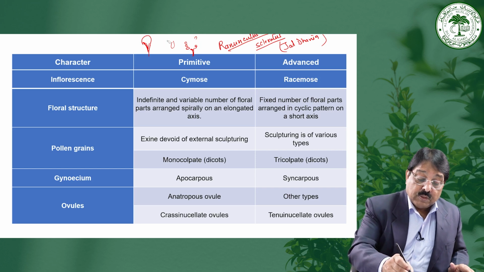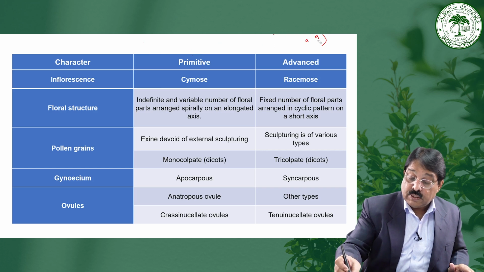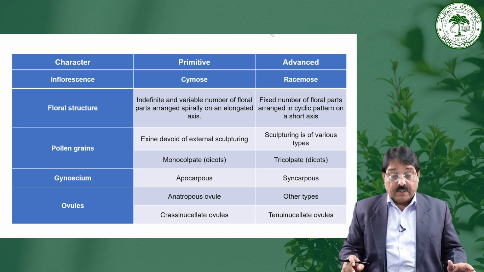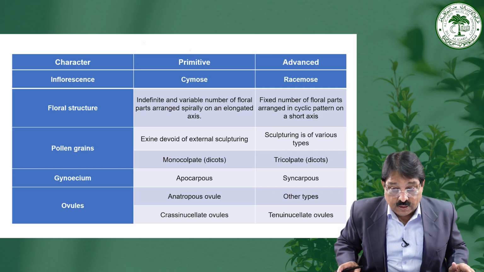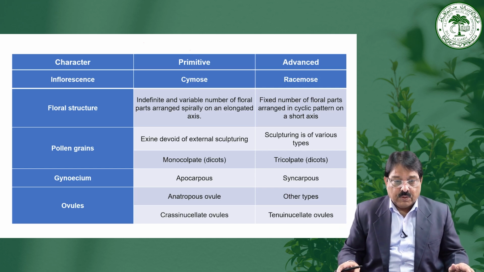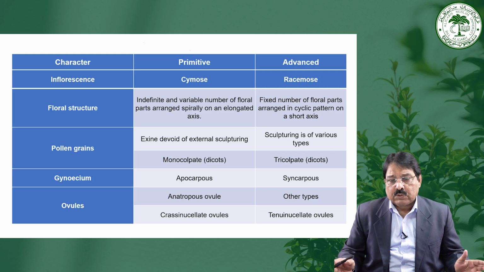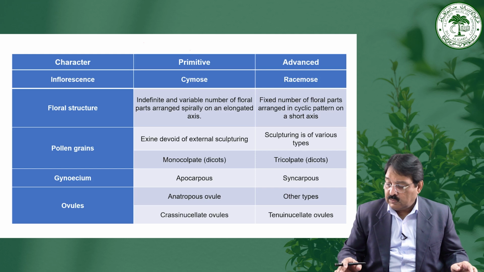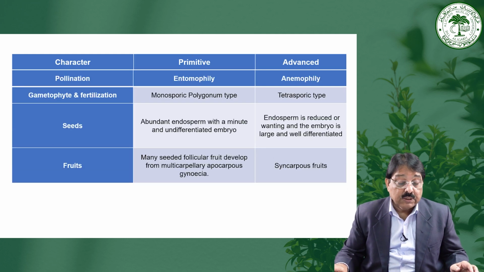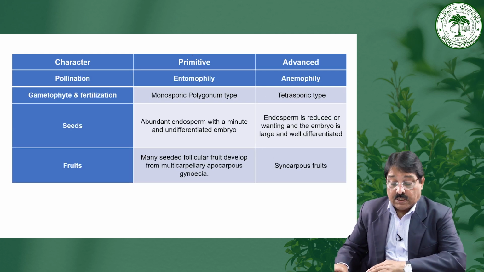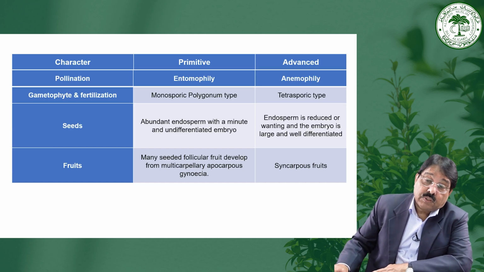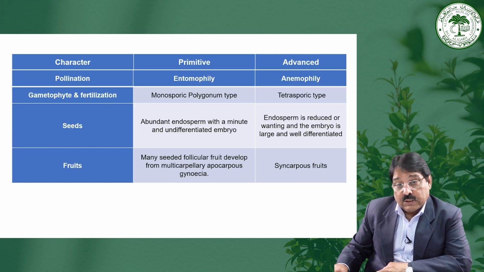Such a condition is called the apocarpous condition, and this is considered a primitive character, as Takhtajan pointed out. Then the anatropous ovule is considered primitive in comparison to the other types, and crassinucellate ovules in comparison to tenuinucellate are primitive. So he considered primitive as well as advanced characters: entomophily is primitive in comparison to anemophily.